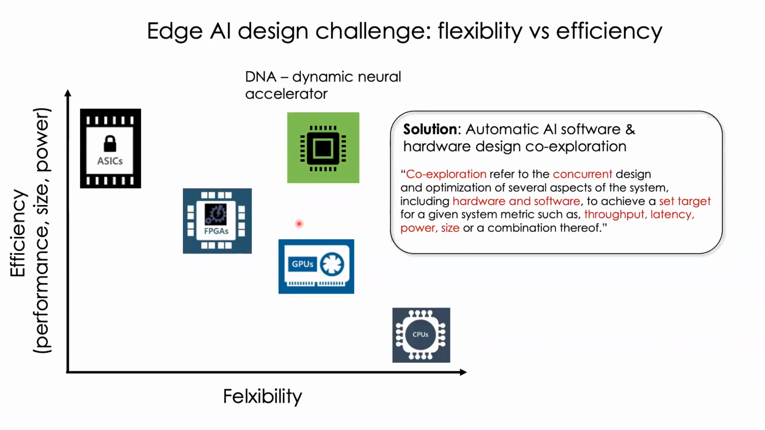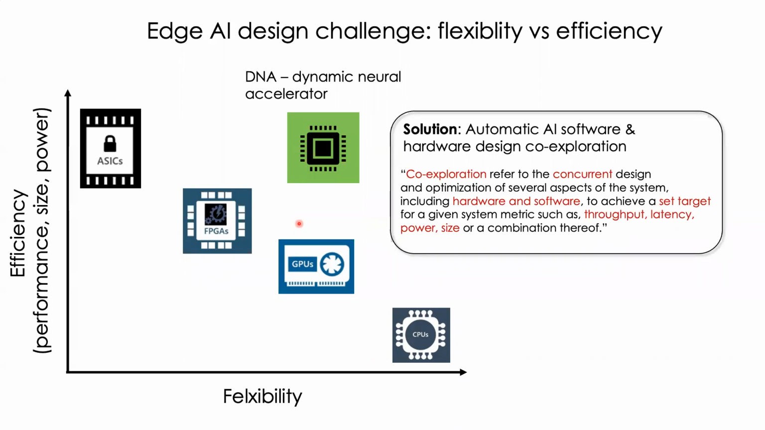And if you want to really bring both the capability of flexibility as well as efficiency, one of the solutions that we can think about is a co-design or co-exploration paradigm, what we are calling an automatic AI software-hardware co-design, which means that you're concurrently designing and optimizing several aspects of your system. In this case, both the hardware and the software. If you think about deep neural networks, your software is the algorithm that you're dealing with, and the hardware is the substrate on which you would run that algorithm.